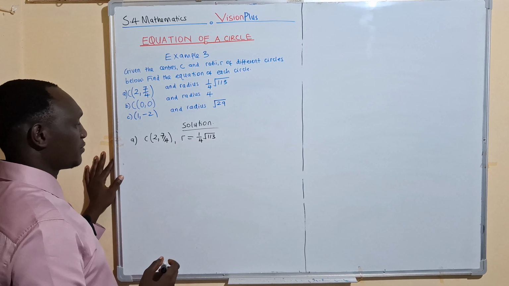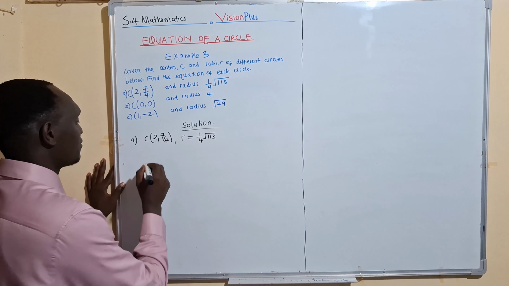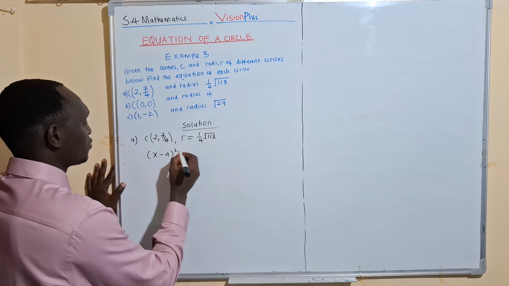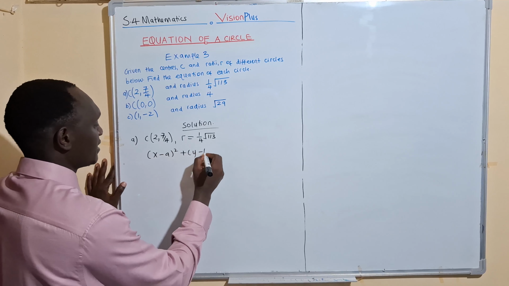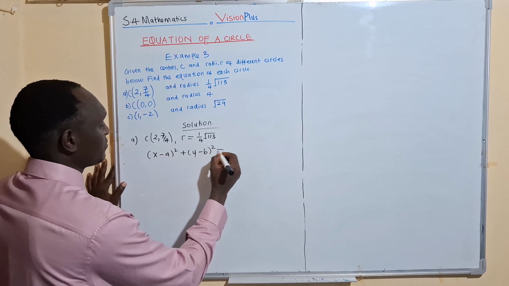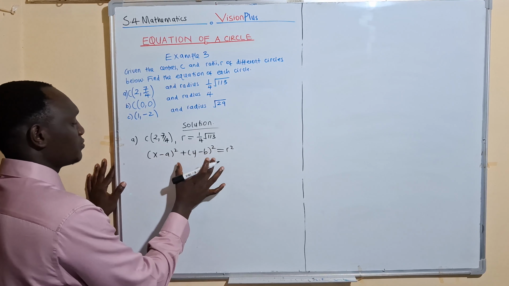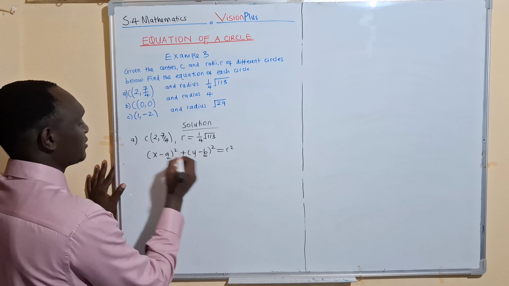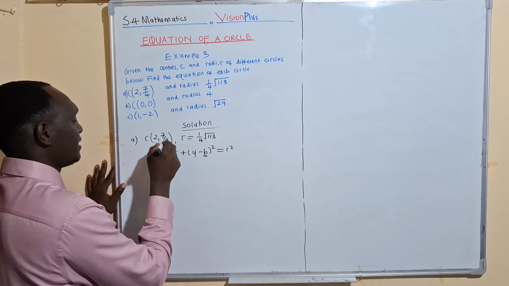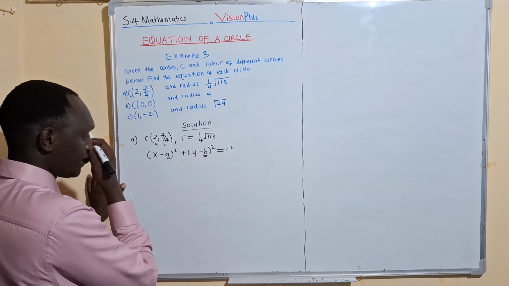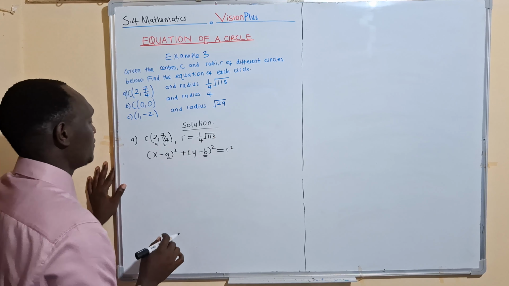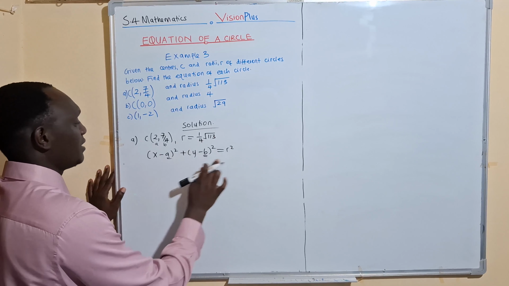Let us write the general form of the equation of a circle, which is given as (x − a)² + (y − b)² = r². This is what you must keep in your head, and you must know that a and b are the coordinates of the center (a, b), and r is the radius of the circle, which is given there. So let us substitute for a, b, and r.